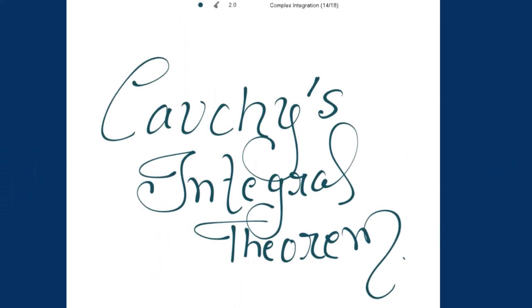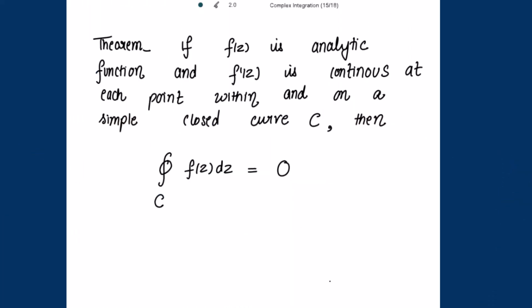Cauchy's integral theorem, very important. The theorem states that if f(z) is an analytic function and f'(z) is continuous at each point within and on a simple closed curve C, then the closed integral over C of f(z) dz is equal to 0.